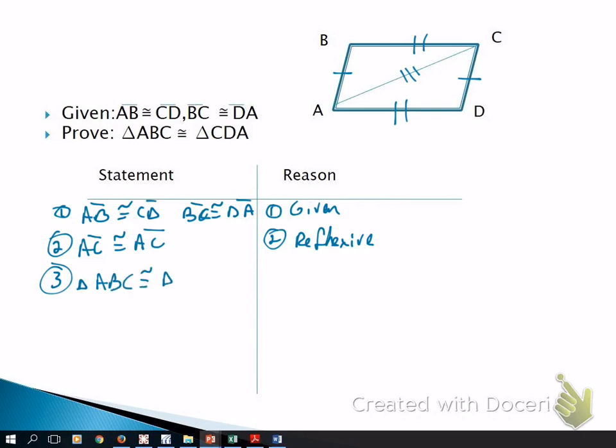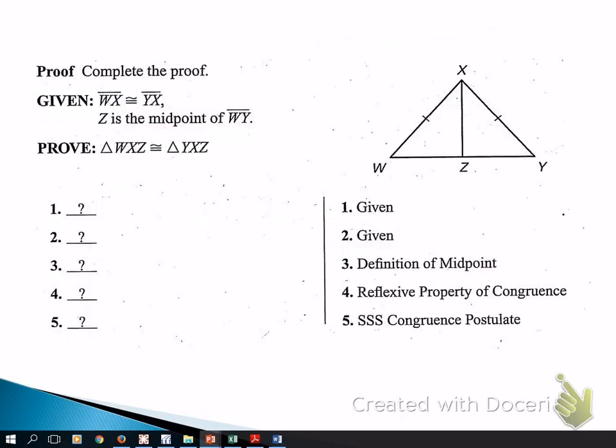So I can go ahead and say that triangle ABC is congruent to triangle CDA by side, side, side. And we're done. We've just proven the two triangles are congruent. Okay? All right, now, next example of a proof here, we've stripped away the statements, but we've left the reasons. And you may find this is a bit easier just because it does provide some direction on where to go in your proof.